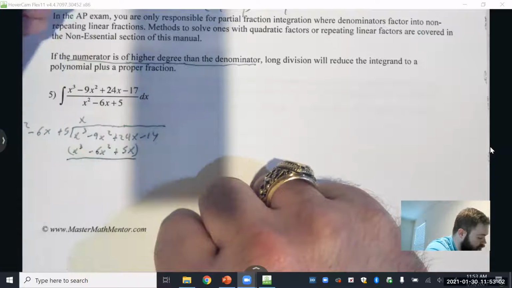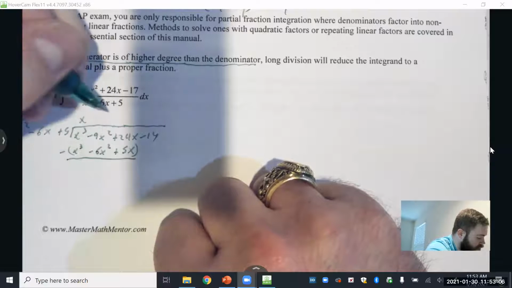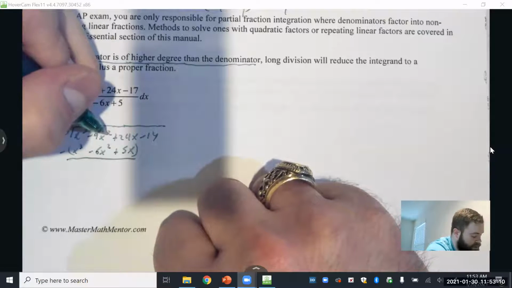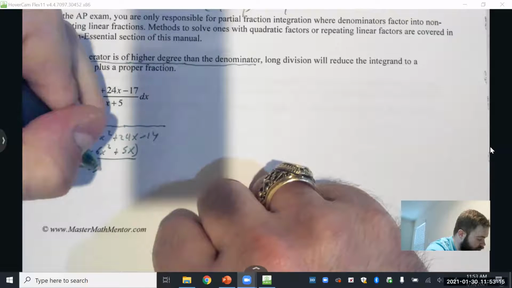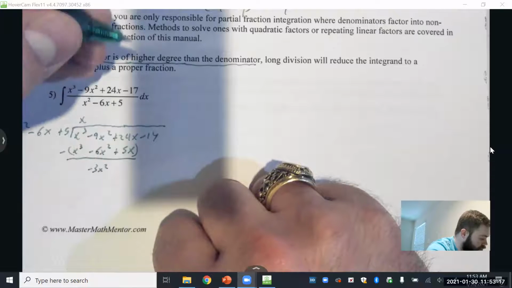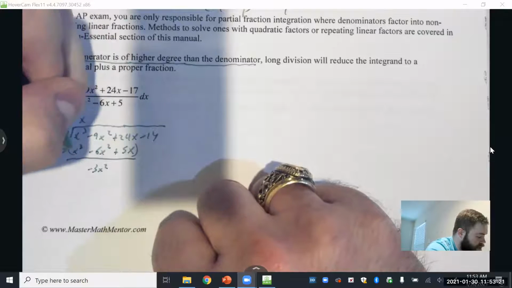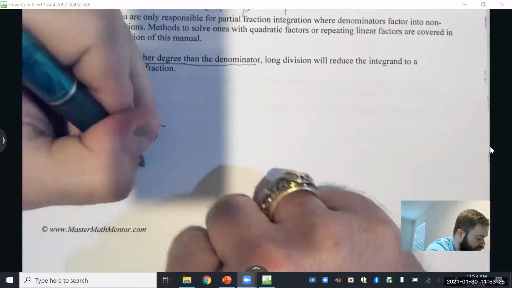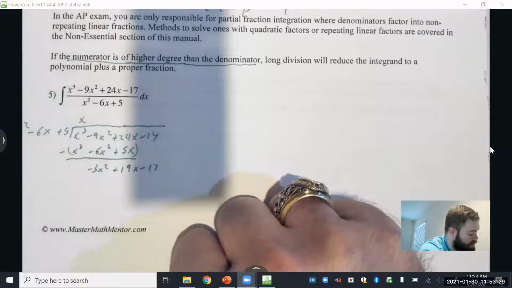When we subtract all of that, the x cubes go away. Negative 9x squared minus a negative 6x squared ends up being plus, which gives us a negative 3x squared. And then 24x minus 5x will be 19x, minus 17. And we could do it again.